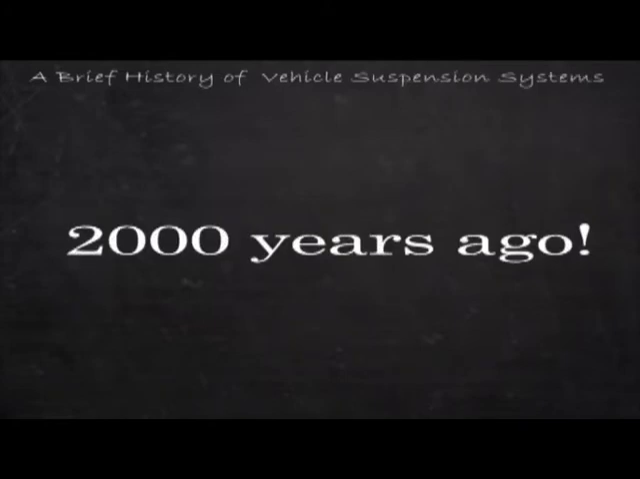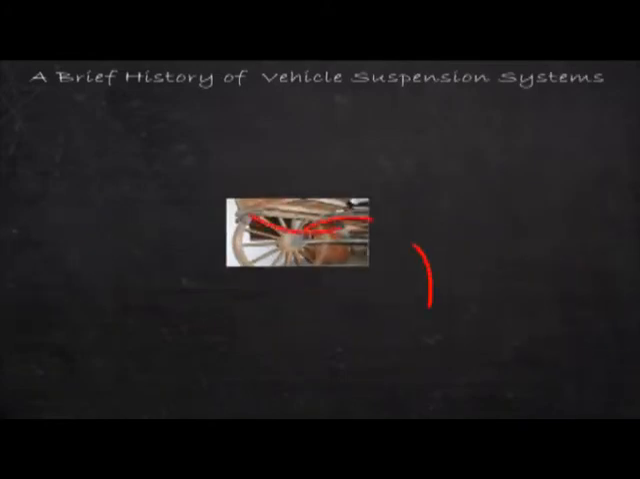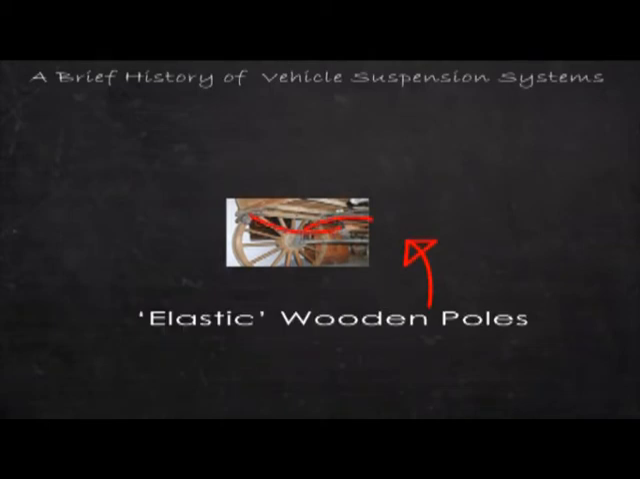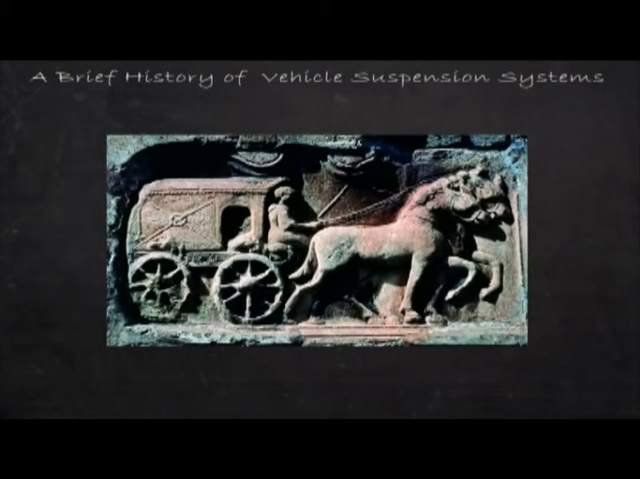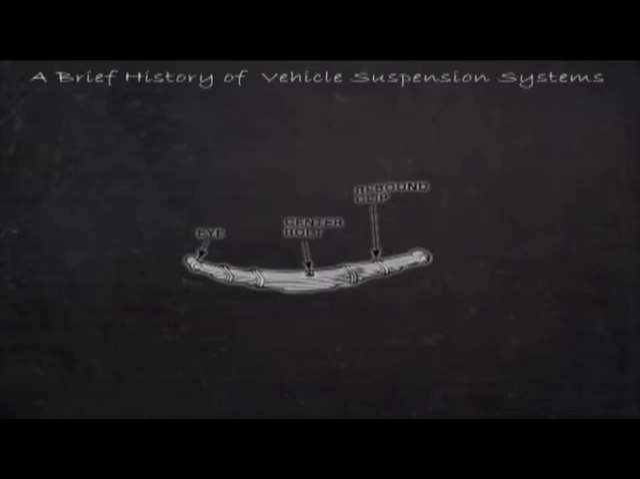The suspension system was introduced about 2,000 years ago. Elastic wheel poles were used to reduce the effect of wheel shock. Later on, Romans invented a two-wheel vehicle called the pilentum. This brings the idea of a leaf suspension system, which has dominated as a primary suspension design until fairly recently.